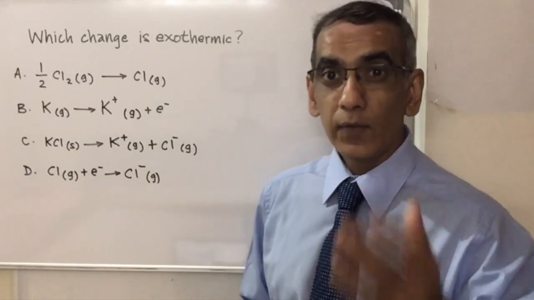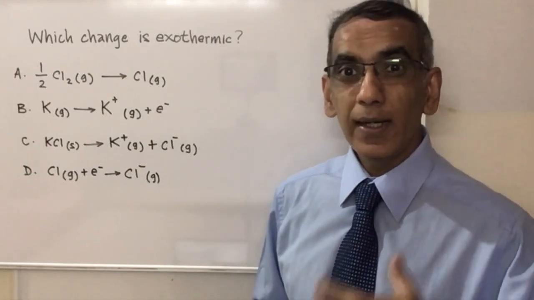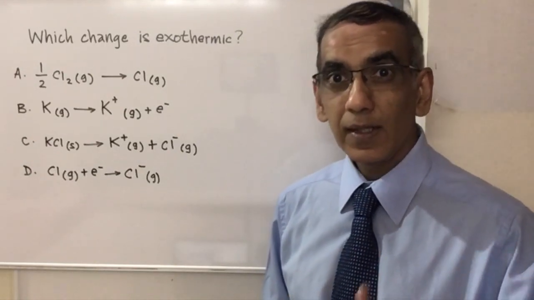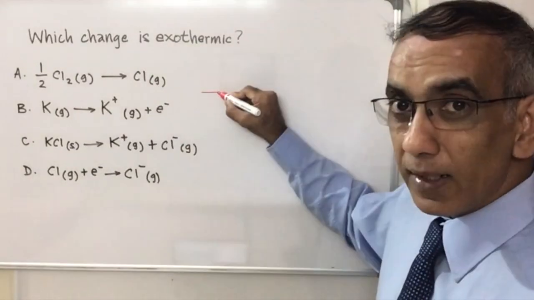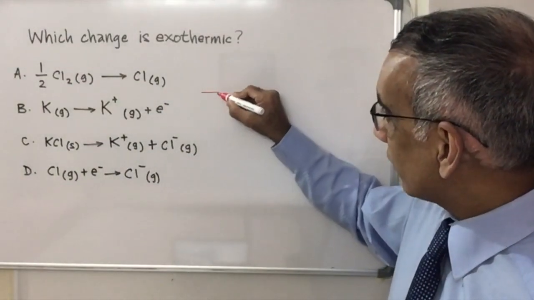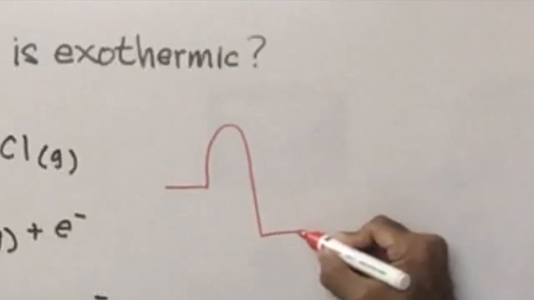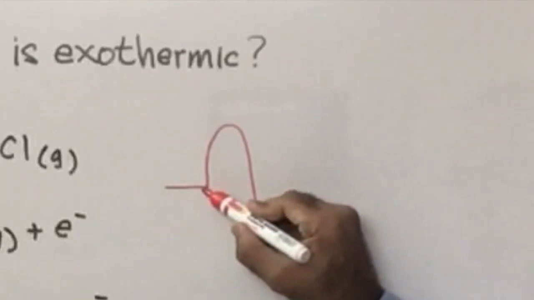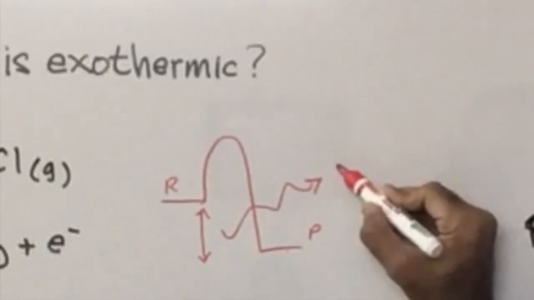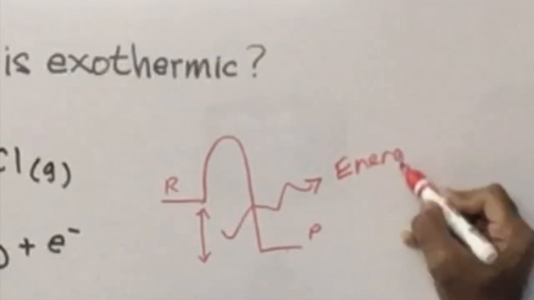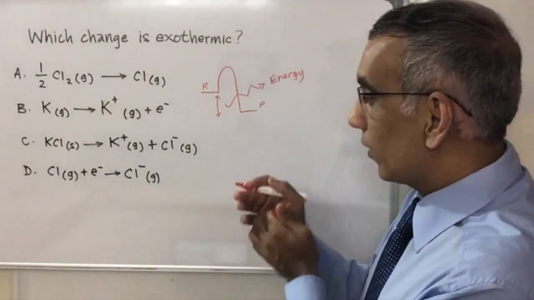First of all, you need to know that an exothermic process, as opposed to an endothermic process, releases energy, whereas the endothermic process takes in energy. In an exothermic process, the reactants start off with this amount of energy, go over an activation energy barrier, end up as products, and you have this difference in energy. This bit of energy here is what is given out to the surroundings. So the system loses energy to the surroundings in an exothermic process.